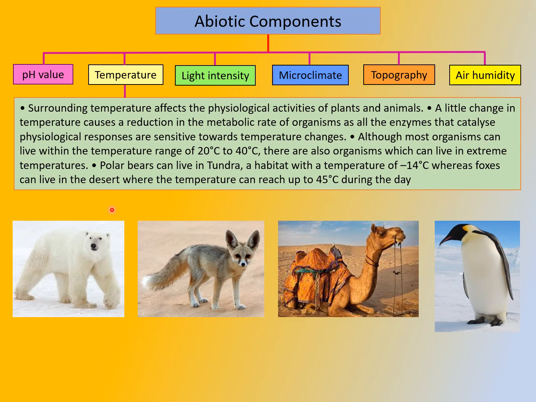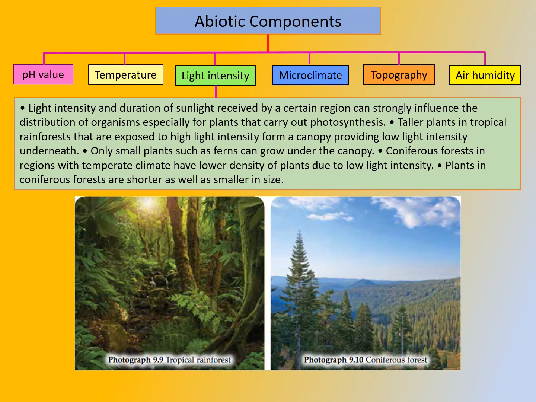For example, polar bears live in the tundra, a habitat with a temperature of negative 14 degrees Celsius, whereas foxes can live in the desert where the temperature can reach up to 45 degrees Celsius during the day. This is an example of animals that can live in extreme temperature. Light intensity.